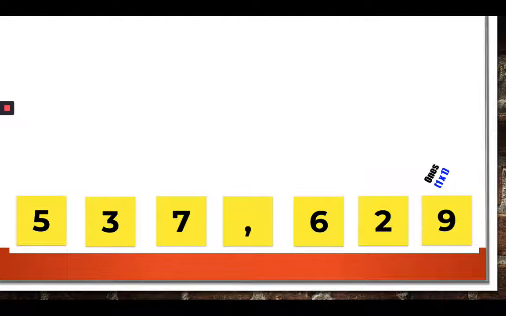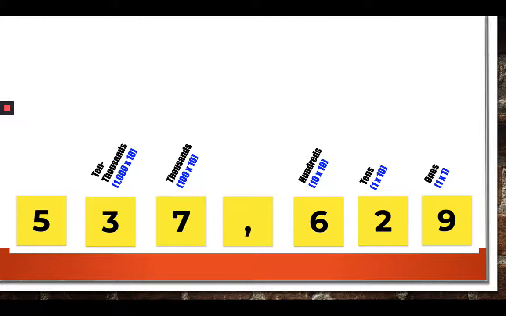Does anyone know what place is directly to the left of the ones place? Correct, it's the tens. And we know that next to the tens is the hundreds place. Then we move over to the 7. Does anyone know what place the 7 is in? Exactly, the thousands place. To the left of the thousands place is the 10,000s. And then finally the 5 is in the 100,000s.